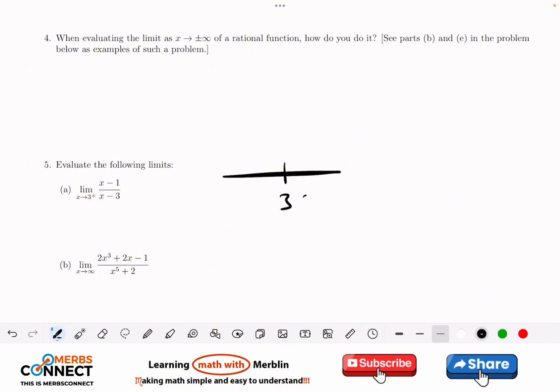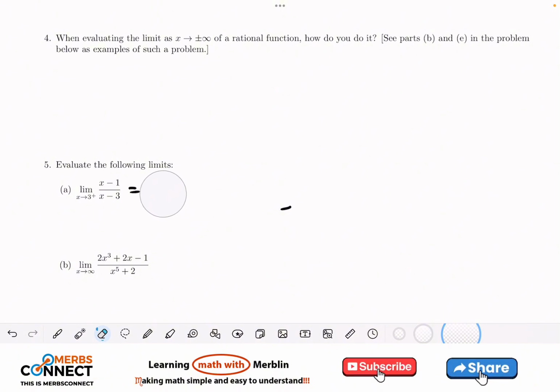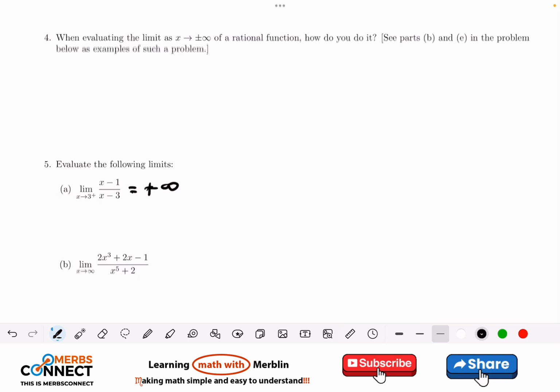So let's pick a value like 3.1 and plug it in. So I'm going to have 3.1 minus 1 divided by 3.1 minus 3. The top will be positive. We are interested in whether we are getting a positive or negative. So this minus this will be positive, divided by this minus that will also be positive. Positive divided by positive will be equal to positive. So it implies that our function here is going to give us positive infinity. Right. That's what you are going to get.